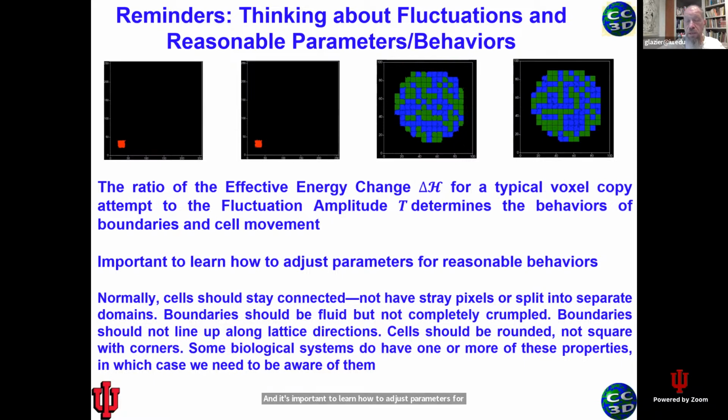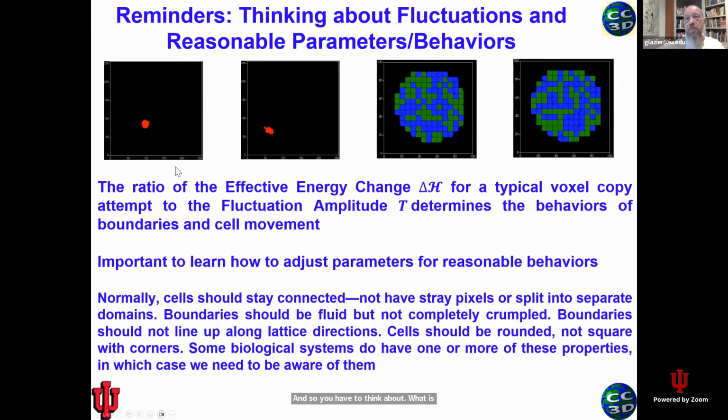We want cells to stay relatively connected, because in the real world they do. It's all right if you have an occasional stray voxel or an occasional irregularity in boundaries. Cells do that. But you don't want a cell to burst into dust. You don't want it to shrink and disappear. You don't want generally boundaries to be totally crumpled, although there are certain cell types that do that. And so you have to think about what is a meaningful simulation.